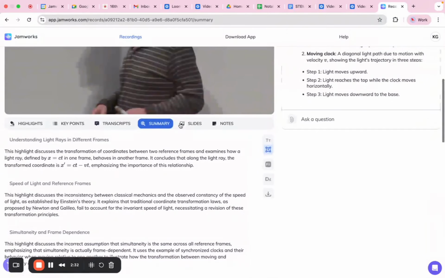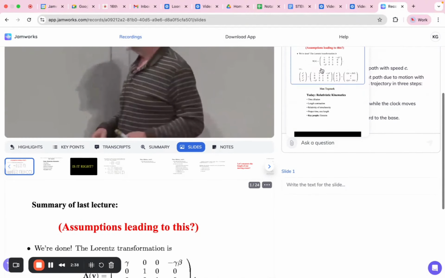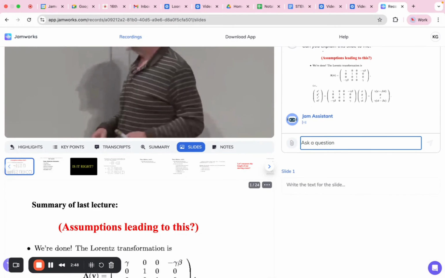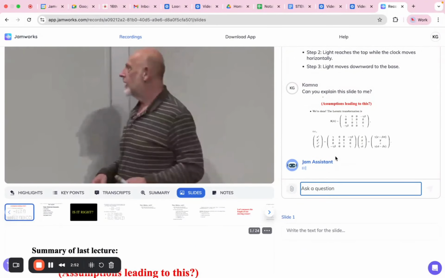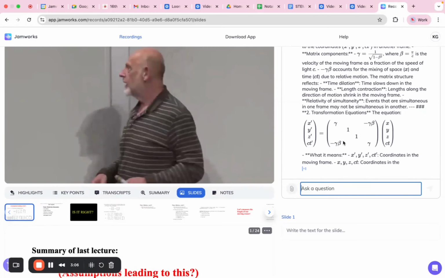Students can also ask questions directly from their uploaded lecture slides. This is very helpful for formulas, equations, and graphs. Jamworks breaks down equations step by step, explains each symbol, and clarifies how the formula is being used within the lecture context, supporting better conceptual understanding rather than just surface level recall.